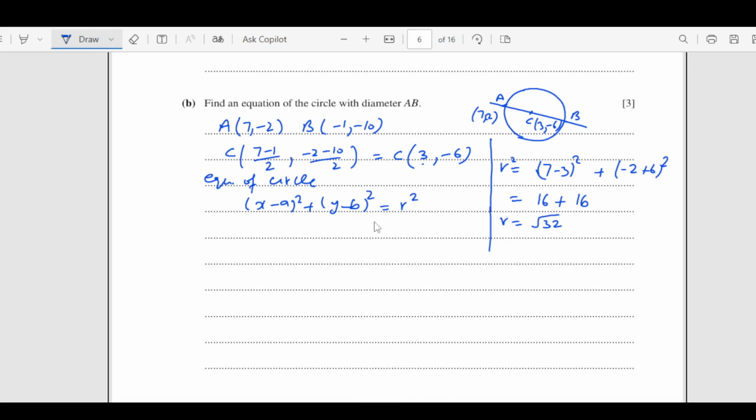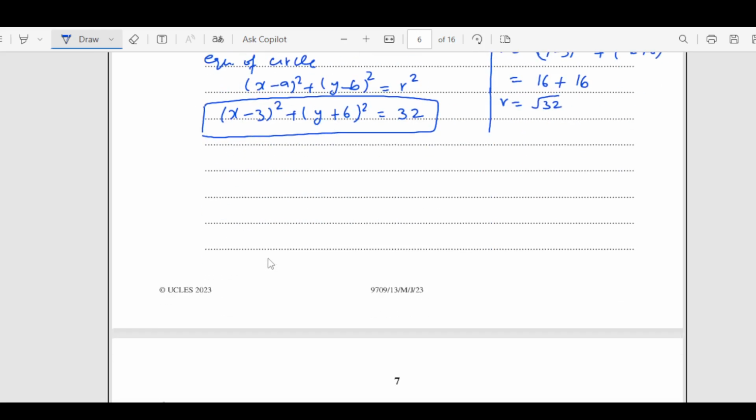So we are going to substitute these values here. We have a and b, which is the point of center. So it is (x - 3) squared plus (y + 6) squared, there is a minus here so this will become plus, equals 32. So this is the equation of the circle that we are looking for, right? You can leave your answer here only. Now let's see the next question.